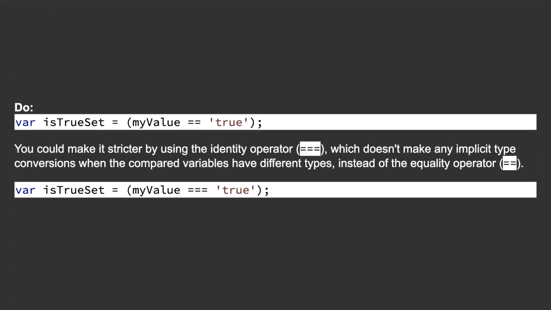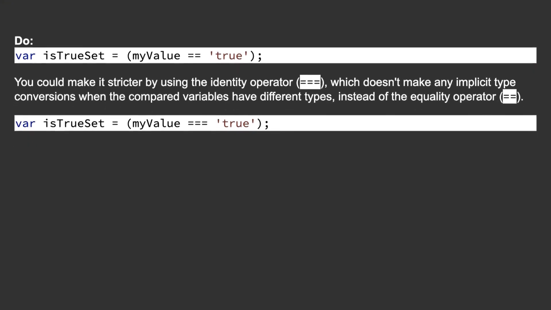Do var isTrue = (myValue == 'true'). You could make it stricter by using the identity operator ===, which doesn't make any implicit type conversions when the compared variables have different types, instead of the equality operator ==.